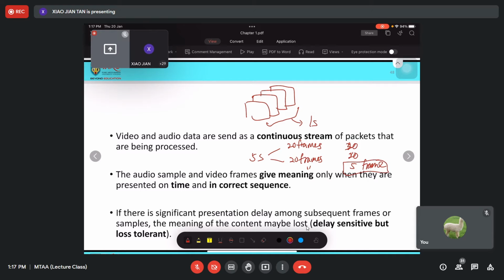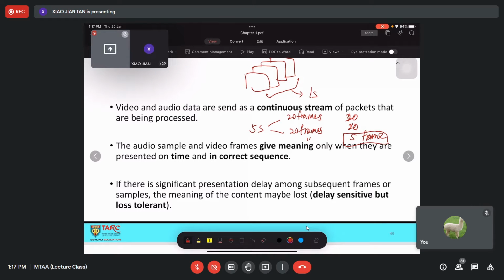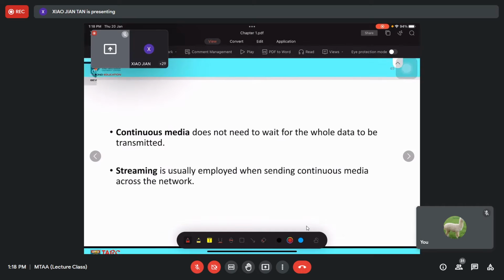Usually the number of frames distributed throughout the entire video would be the same. So this is when we have a delay, which means you have only 5 frames, so there is a delay over there. So you would observe a laggy or blocky feel when you watch the video. Okay. So continuous media does not need to wait for the whole data to be transmitted.